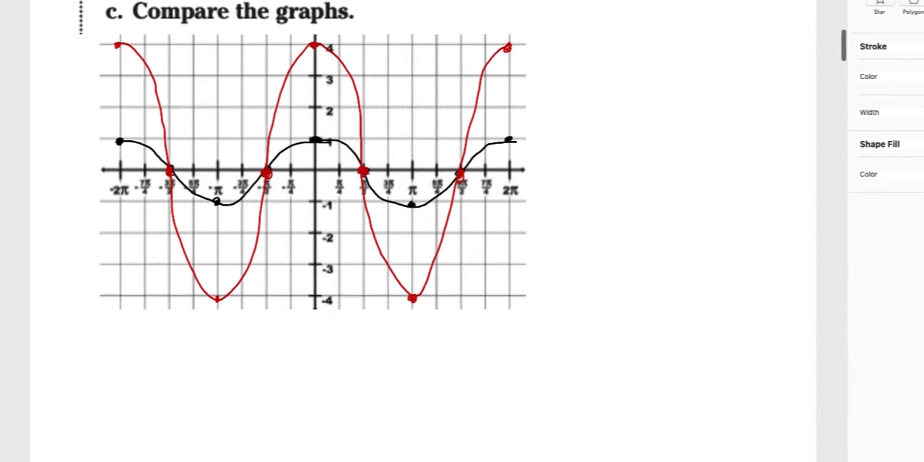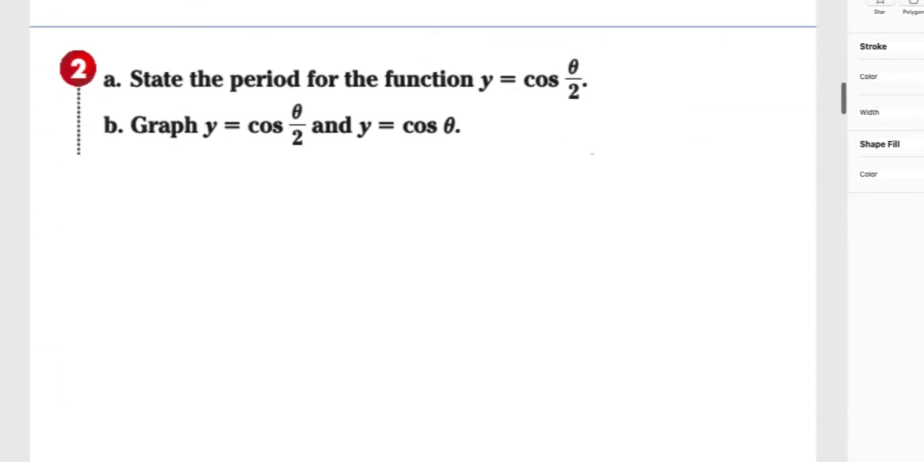Let's see if we can get some more interesting problems going on here in example 2. So in example 2, we're going to state the period of the function. So here, this requires us to remember that we have a relationship. We know that if we can rewrite this as y is equal to cosine of k times theta, and in this case that would be the cosine of 1/2 theta. If we look at this coefficient of that angle, the coefficient of the angle is going to give us the period, you remember? And that was just from our vocabulary notes above.